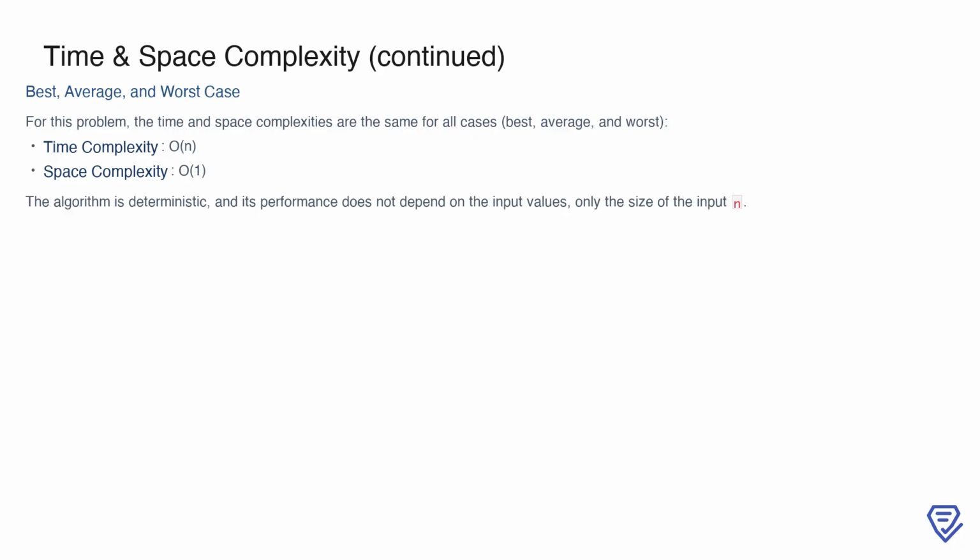Finally, let's consider the best, average, and worst cases for this algorithm. In all scenarios, the time and space complexities remain the same. The time complexity is O(n), as this is determined solely by the size of the input, n, and not by the specific values within the array. Similarly, the space complexity is always O(1), as the algorithm only uses a fixed amount of memory regardless of the input size. Since the algorithm is deterministic and doesn't involve any conditional branches that could alter its performance, its efficiency remains consistent across all cases. This consistency makes it a robust and predictable solution for the problem.